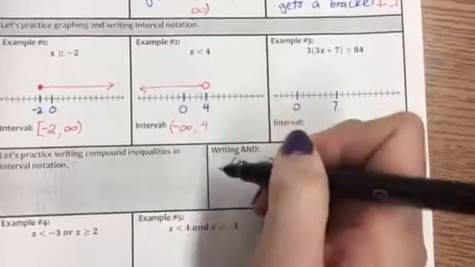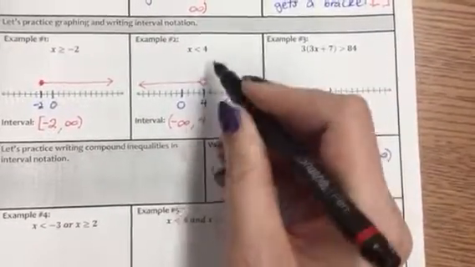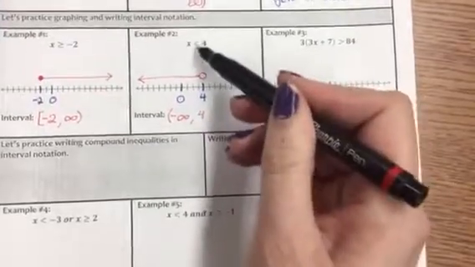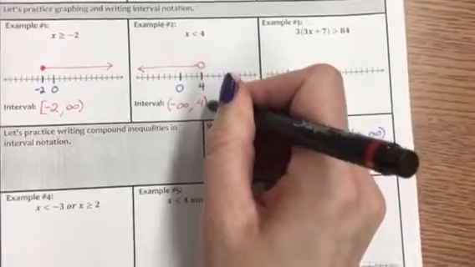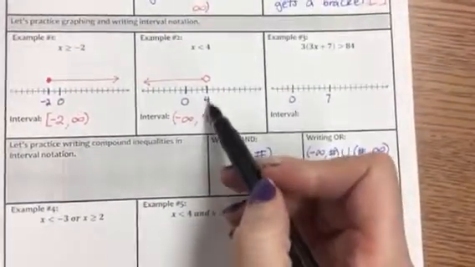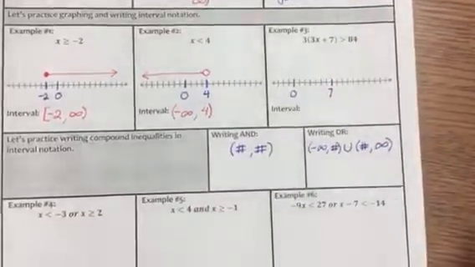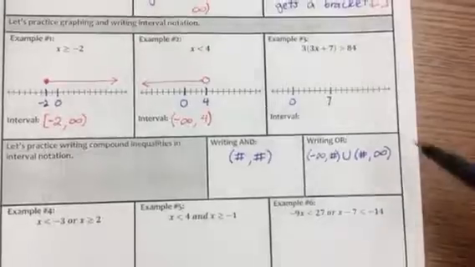Infinities always get a parenthesis. And then our endpoint 4 needs a parenthesis as well. There's no equals, so it gets open and open here with a parenthesis, because 4 cannot actually be a value that we plug in here for x. So open says we're not allowed to do that, and parentheses say we're not allowed to use that number either.